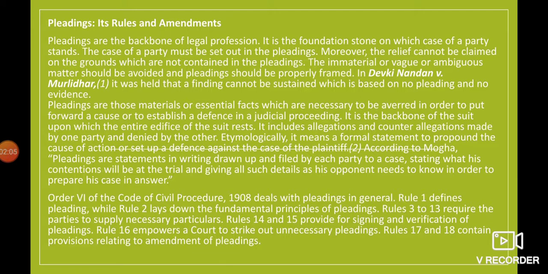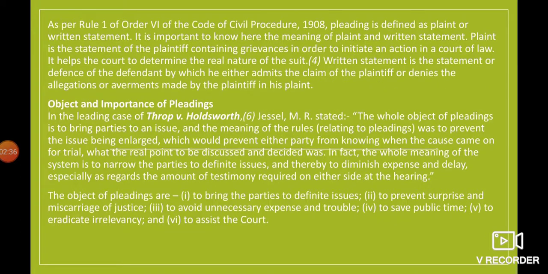Order 6 of the Code of Civil Procedure deals with the pleadings in general. Rule 1 defines pleading, while Rule 2 lays down the fundamental principles of pleadings. Rules 3 to 13 require the parties to supply necessary particulars. Rules 14 and 15 provide for signing and verification of pleadings. Rule 16 empowers a court to strike out unnecessary pleadings, right? Rules 17 and 18 contain provisions relating to amendment of pleadings, right?